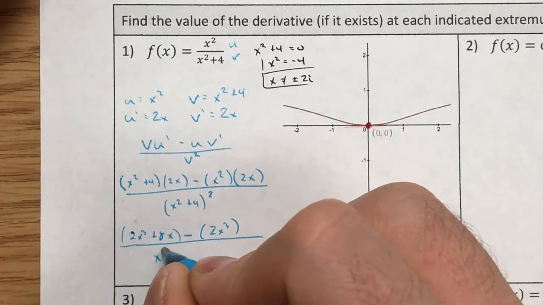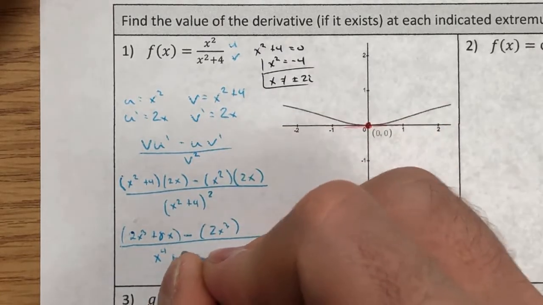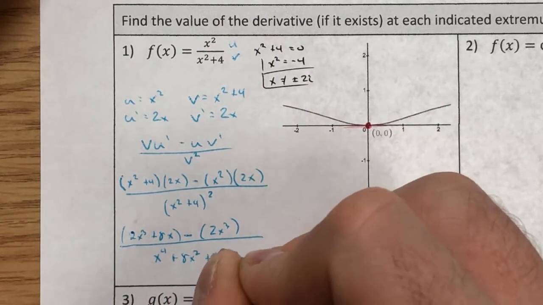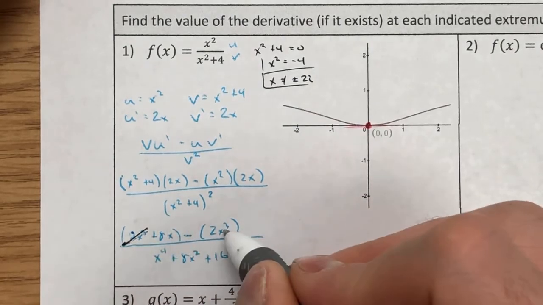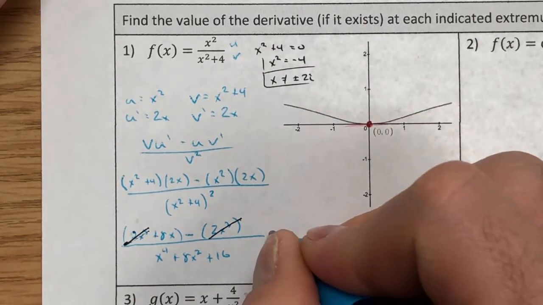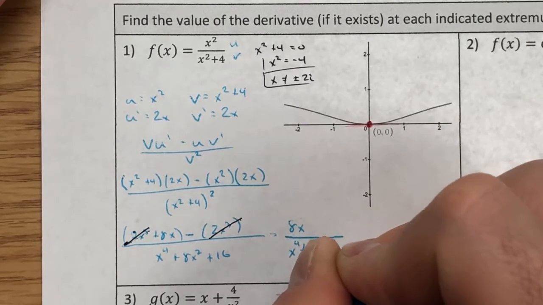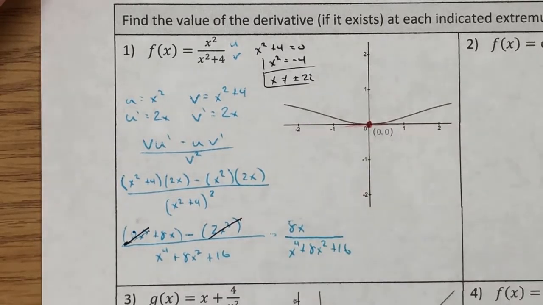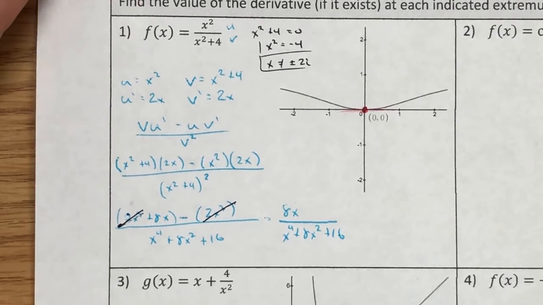x to the 4th. We're going to go ahead and double this, so that's a 4x squared, that's going to be an 8x squared, and then plus 16. A couple things jump out right off the bat. My 2x cubed minus 2x cubed are going to cancel out, and I'm left with this value: 8x over x to the 4th plus 8x squared plus 16. Awesome. And so now all I need to do, if this is the derivative, let's go ahead and recenter that.